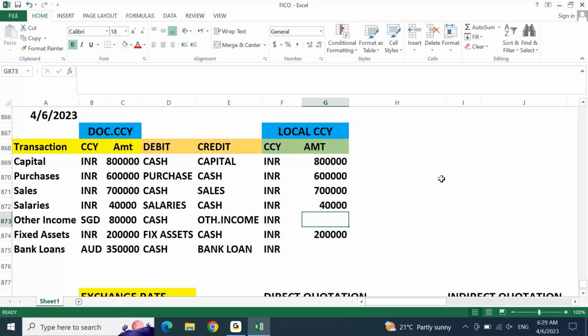60 into 1 by rate of amount. Are we converting from SGD to INR or INR to SGD? SGD to INR.